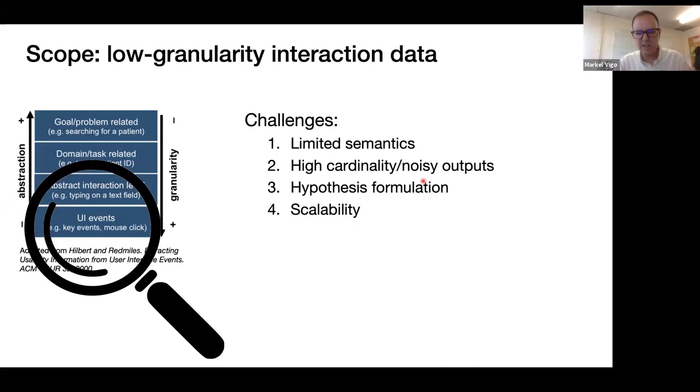so that the most interesting behaviors emerge to the surface. It's very difficult to formulate hypotheses. So you have some expectations about the system you have designed, and you want to see whether people are using it according to the expectations. There's very little you can do about it, right? And it's difficult to scale because these low granularity events, I mean, you can generate millions and millions of data points.